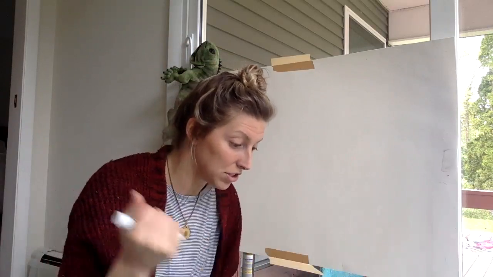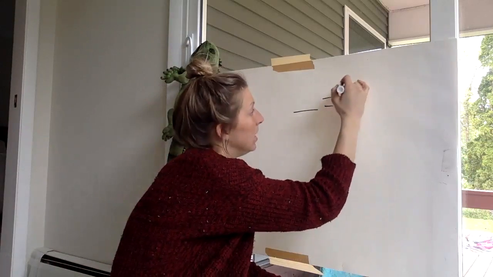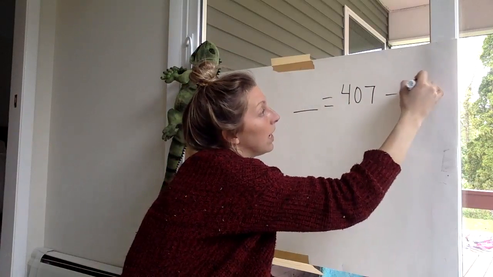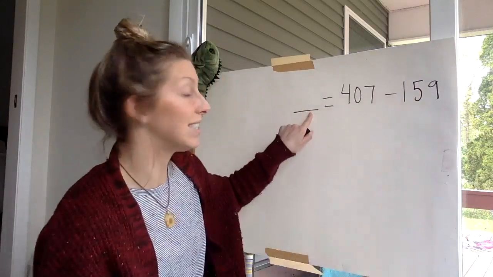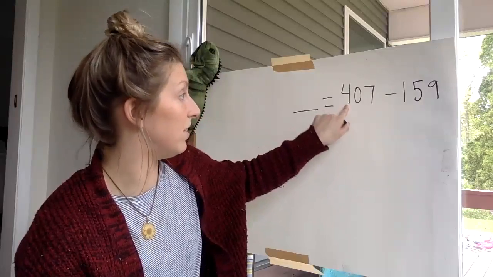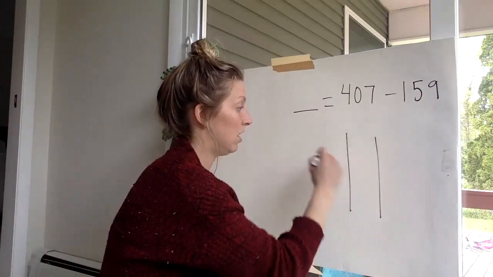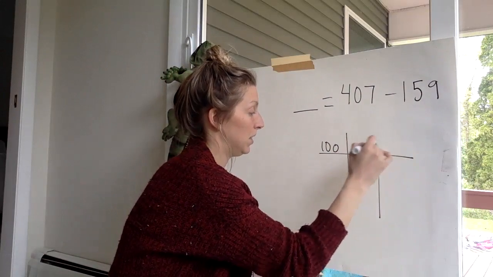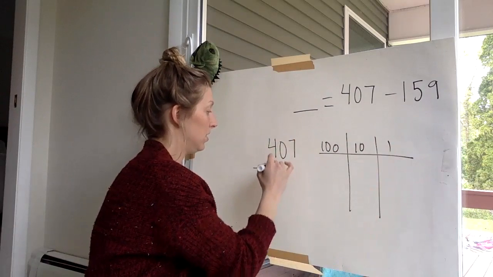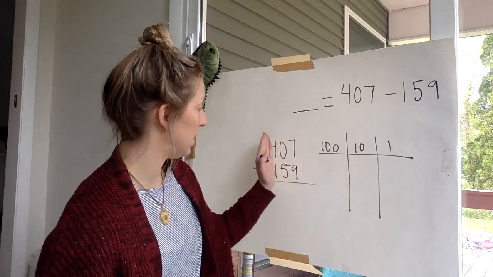Okay, so we're going to start with this problem, which is going to look a little different than how I've been writing them in the past. Say it with me: something is the same as 407 minus 159. So if we have our handy dandy place value chart, and we put it the vertical way, ones line up, tens and hundreds.